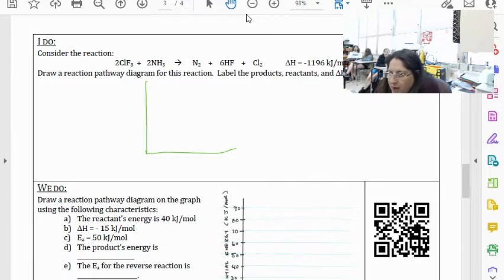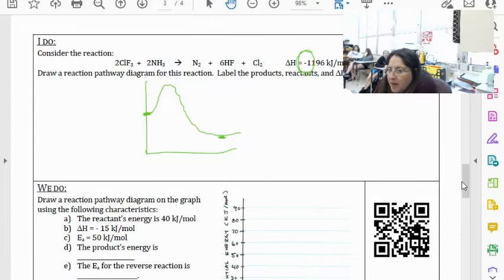All right, so we have a reaction pathway here. What does this negative value here mean? Exothermic. So that means that our reactants are going to have more energy than our products. And then when we draw this, we need to show some activation energy. And hopefully you can draw a smoother line than I can. I have trouble trying to draw smooth lines with this thing.